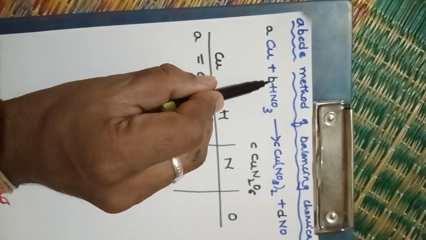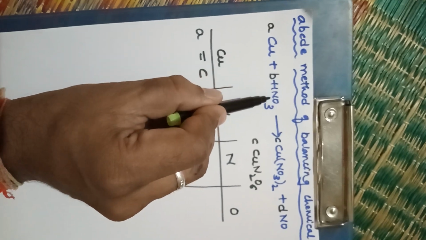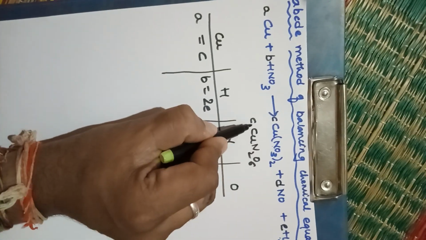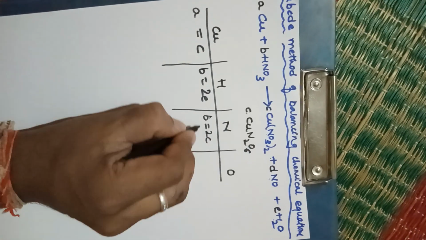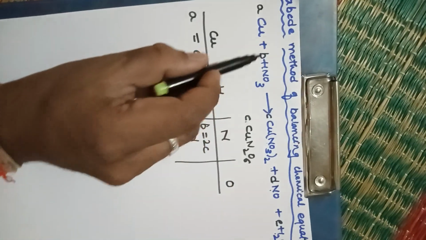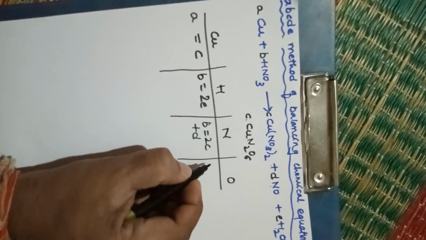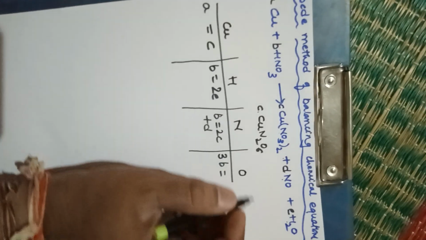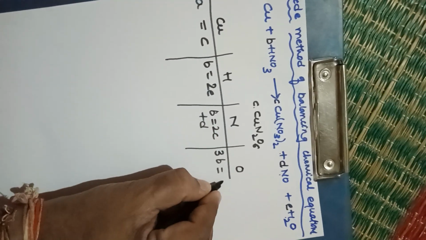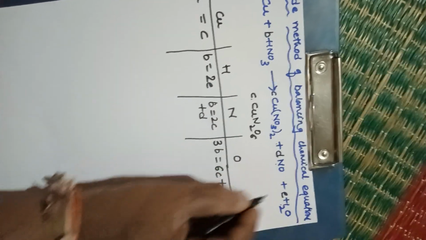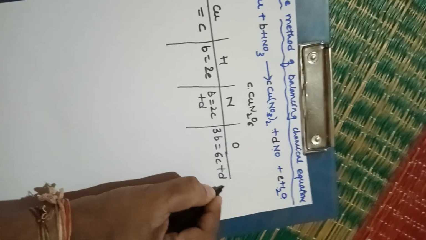Nitrogen, it is B into 1, so it will be B in the reactant side. On the product side, nitrogen is C into 2, that is 2C, plus D into 1, so plus D. Then oxygen in the reactant side is B into 3, it is 3B. In the product side, oxygen atoms are C into 6, that is 6C, plus D into 1, that is D, plus E into 1, that is E.